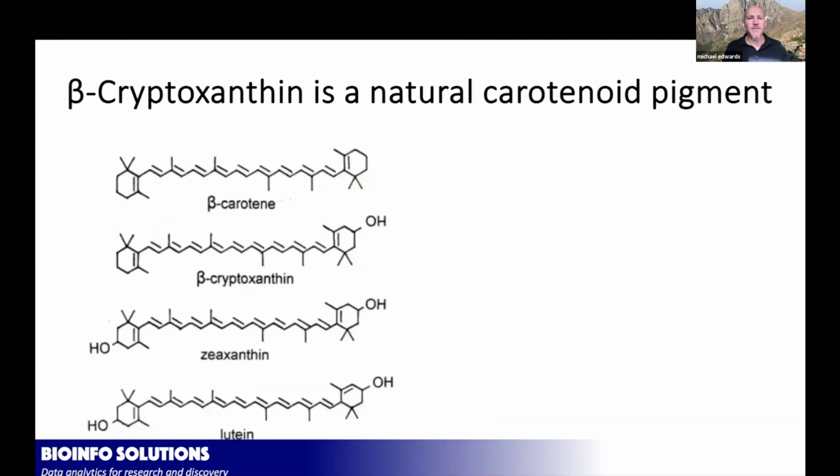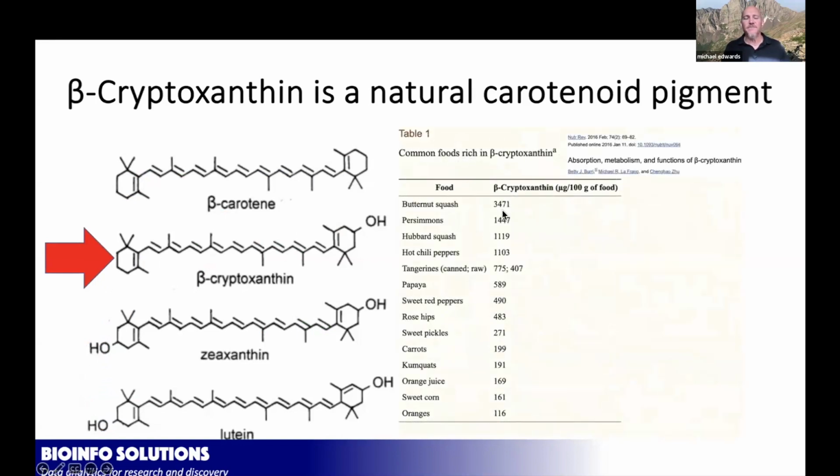Just really quick, cryptoxanthin is a natural carotenoid pigment. Right here, it looks a lot like beta carotene. Foods that are rich in that: butternut squash. Yeah, I wish it was cheeseburgers and candy or sugar, but no. I'm not a big squash fan, but I do actually eat butternut squash during flu season because I think it probably prevents me from getting infected by viruses.